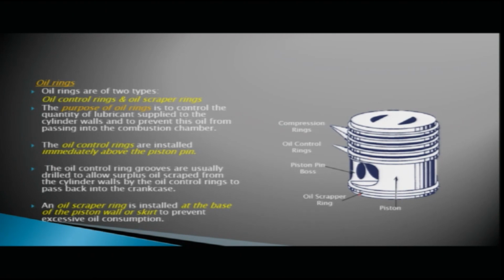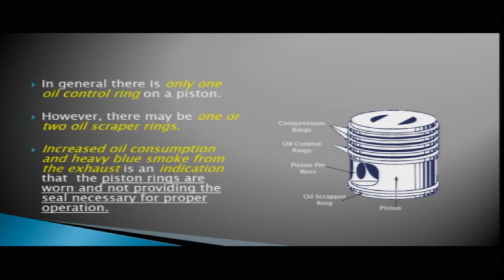And you have the oil scraper ring installed at the base of the piston wall or skirt to prevent excessive oil consumption. So, here you see you have the oil scraper ring which is installed at the bottom of the piston to prevent excessive oil consumption. In general, there is only one oil control ring on a piston. However, there may be 1 or 2 oil scraper rings.